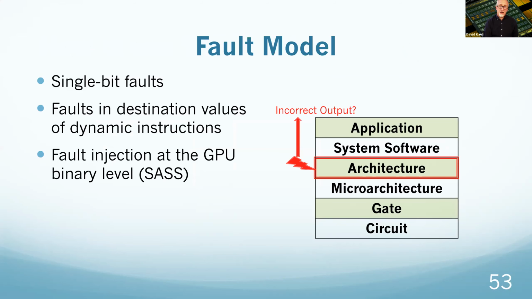So again, if you look at faults, we're basically modeling things at microarchitecture and architecture levels. We're injecting single bit faults. The particular study here that we're doing, we're injecting faults into destination values of dynamic instructions, so register and memory contents. The fault injection is at the GPU binary level in the SASS. So we actually change the state and see if it propagates out to an application output.